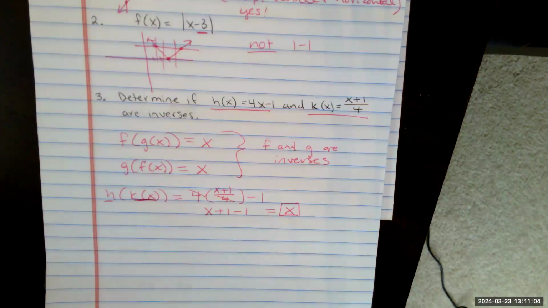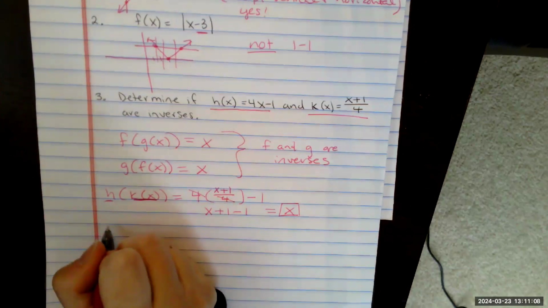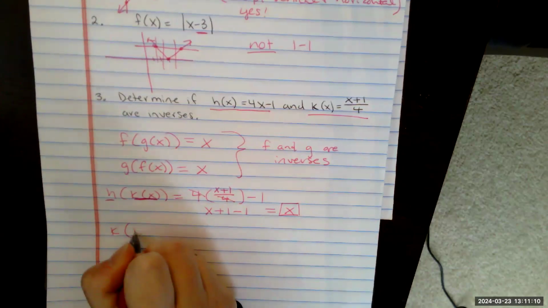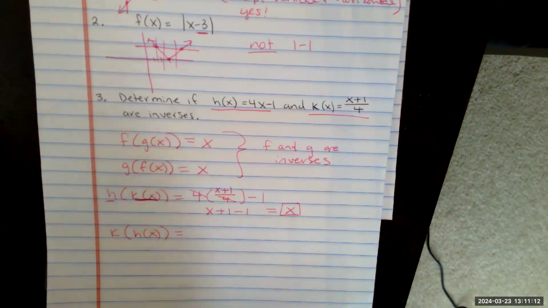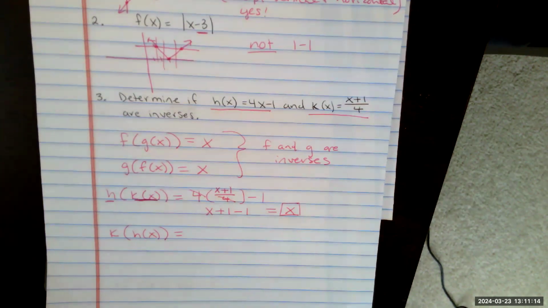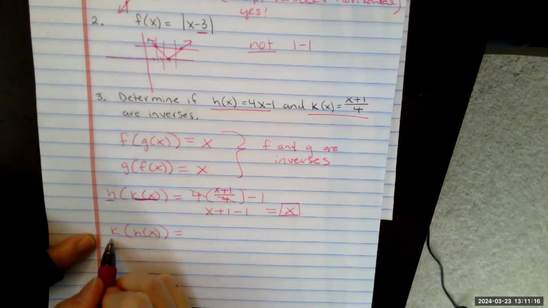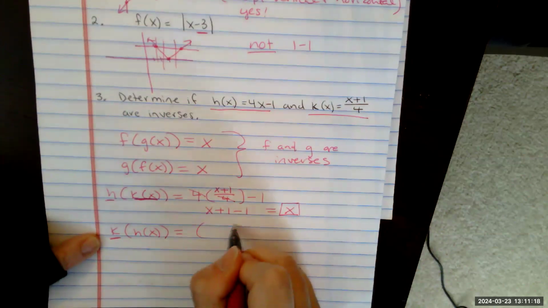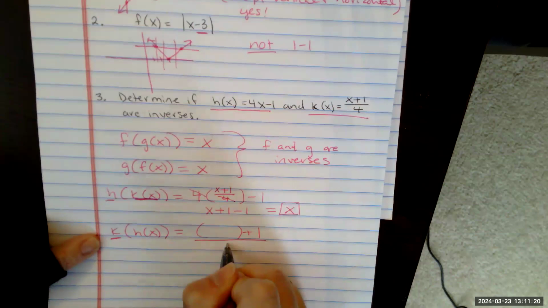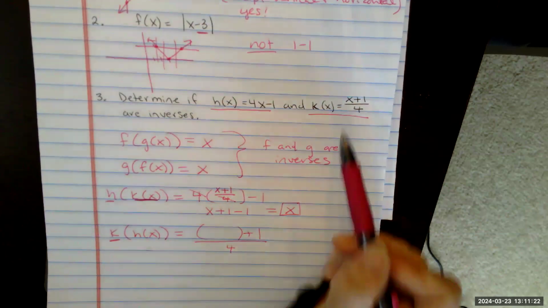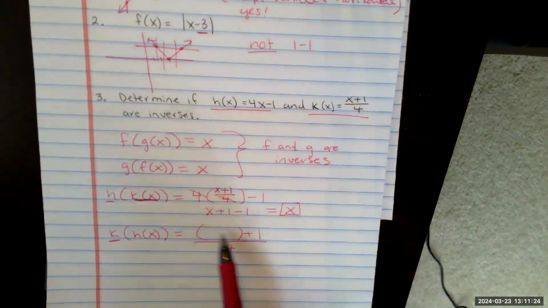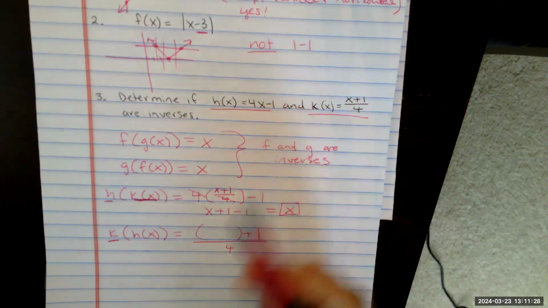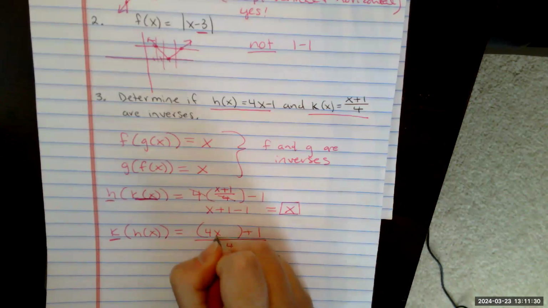But you cannot stop here and say, yes, they're inverses. You first have to do it the other way also. So now I'm going to do the opposite and put the H function inside the K function. So again, I'm going to start with this one so I can leave that space. So you see, I started with the K function and instead of that X, I just left a big space with a parenthesis. And now I'm going to put the H inside there.